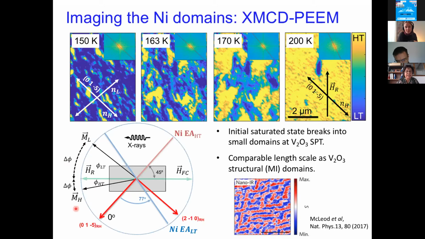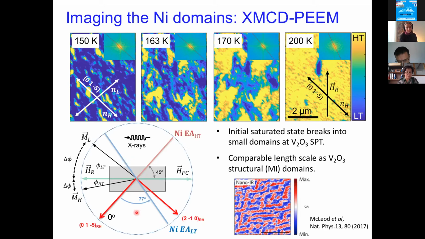Now, to understand this a bit better, we have to go to this diagram. It's a bit profuse, but let's for the moment only focus on these lines here. So we have that the nickel at the high temperature phase has an effective uniaxial anisotropy. And in fact, this is then going along this direction in red, which then corresponds to this particular cut. So this is then the direction of these terraces in the V2O3. But when we cool down, the nickel then has an effective uniaxial anisotropy in a different direction. So this is the one that you see in blue.